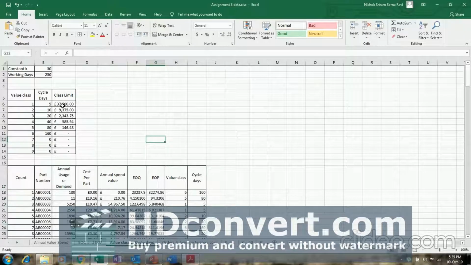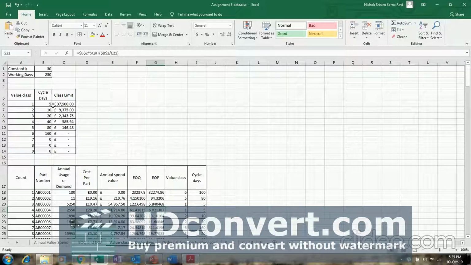You can see that the EOP is like 5.8346.02, which is actually not practical in applications. So we need to find a midpoint, and what we do is we find a cycle day for every class value. So for class 1, the cycle day is 5, which means that in every 5 days a new order is scheduled for that part.